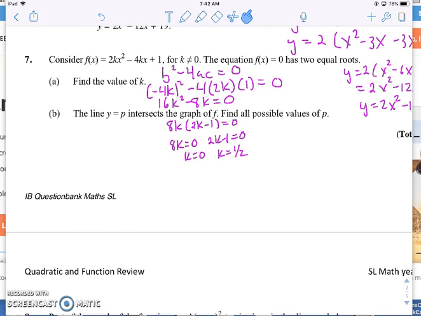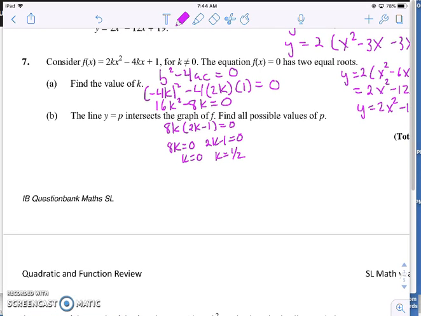So this next one, the line y equals p intersects the graph of f. Find all possible values of p. We know about this quadratic. We know it has 2 real roots. And we know k can't be 0. So I guess we know k equals 1/2. So if we substitute that in there, we know our k is half.